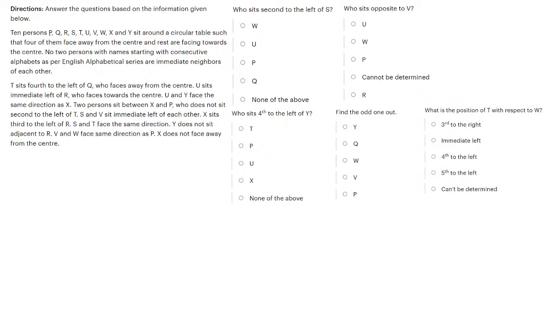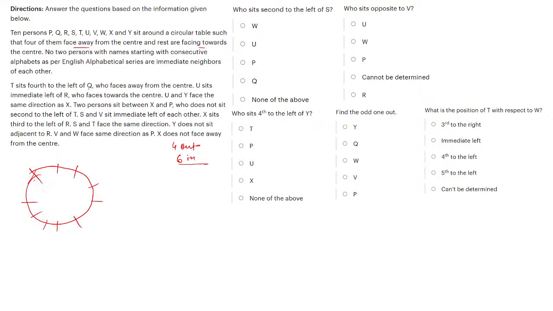Okay, moving to next. 10 persons are seated around a circular table. 4 of them facing away from the center and the rest are facing towards the center. That means 4 are facing out and 6 are facing in. Now 10 persons is there. 1, 2, 3, 4, 5, 6, 7, 8, 9 and 10.